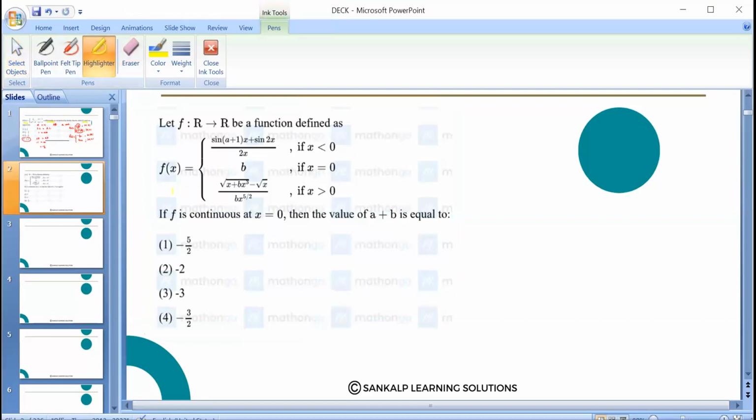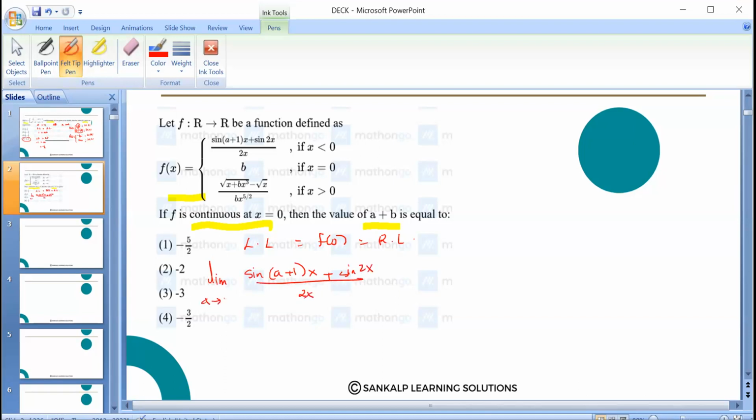So as per question number 6, the function is given, it is continuous at x equal to 0. You have to find the value of a plus b. So here, because it is continuous, left limit will be equal to f of 0 will be equal to right limit. Now when you find right limit, what will you do? When you find left limit, what will you do? Left limit, you have to take limit of sine of a plus 1 into x plus sine 2x by 2x, x approaches 0 minus. F of 0 you will take as b. And right limit, limit of square root of x plus b x cubed minus square root of x by bx power 5 by 2 as x approaches 0 plus.